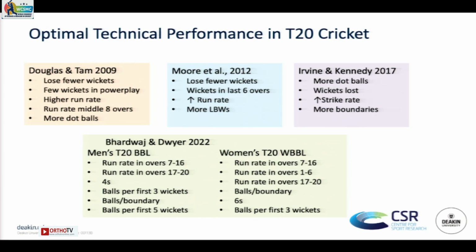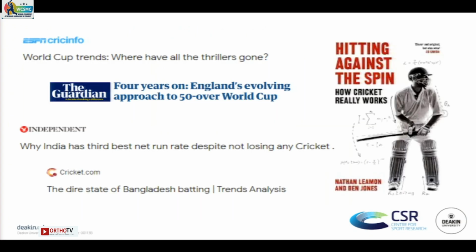But then the next question that you might ask is, is this static? Have these always been the optimal characteristics of team performance, or do they change over time? Are they changing now? Will these optimal characteristics be different in 5 years, in 10 years? And so this is something that the media speculate about as well.